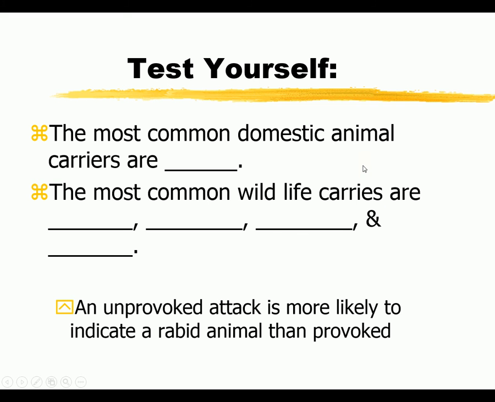Okay. The most common domestic animal carriers are dogs again. Dogs and cats go back and forth. Now we're back to dogs. And the most common wildlife carriers are skunks, raccoons, foxes, and bats. Those are responsible for about 88% of the cases, the wildlife carriers. The domestic animals are only about 12% of the cases.